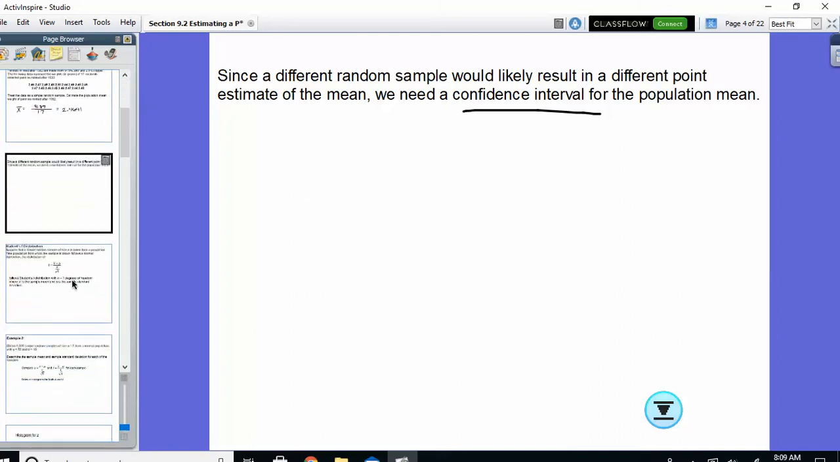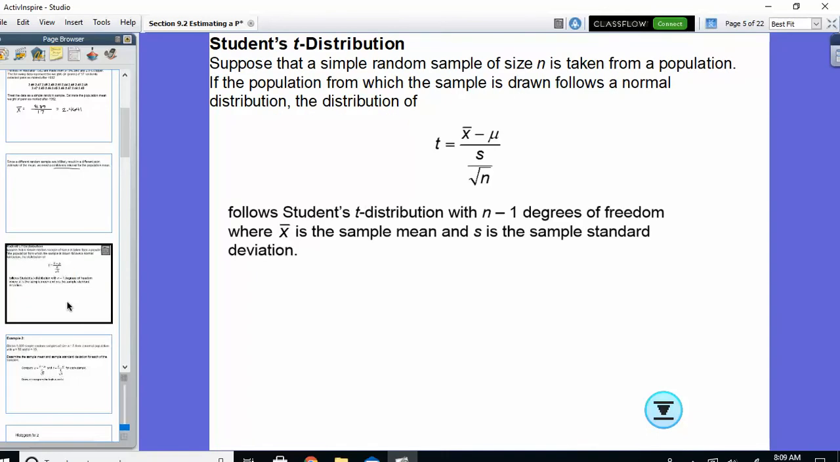Now this one is a little bit different. We are going to look at a new distribution here. So we have been focused on the normal distribution. Chapter 7, Chapter 8, the beginning of Chapter 9, all of that was based off the normal distribution. Now we're looking at what's called the student's t distribution.